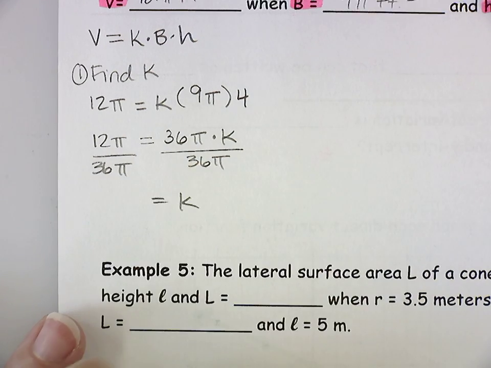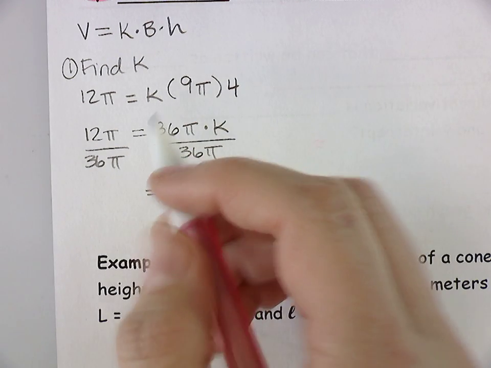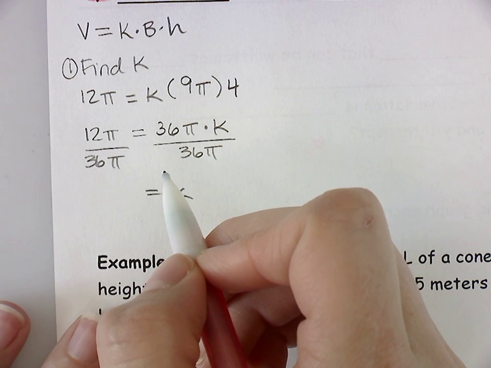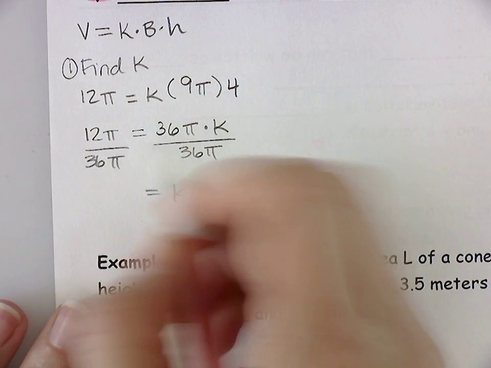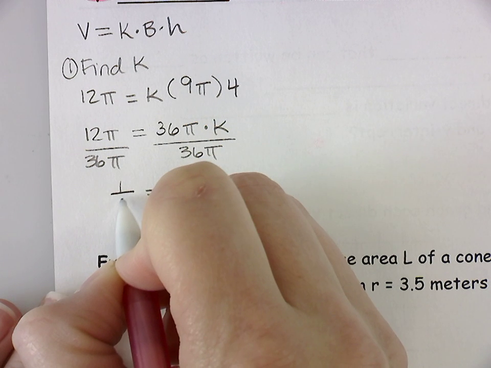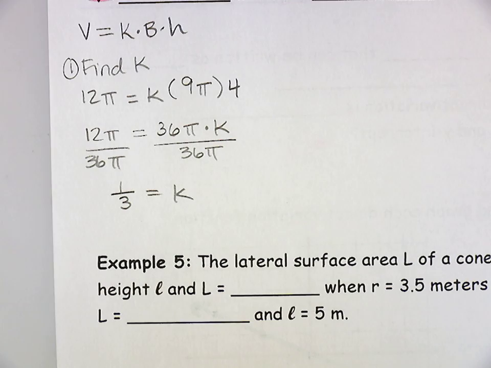What goes into both 12 and 36? 3. So what's a bigger one? 4. What's a bigger one? 12. Okay, so if you divide by 12, it'll be 1 over 3. Nice job. And the last one's question. Okay, so your K value is going to be 1/3.